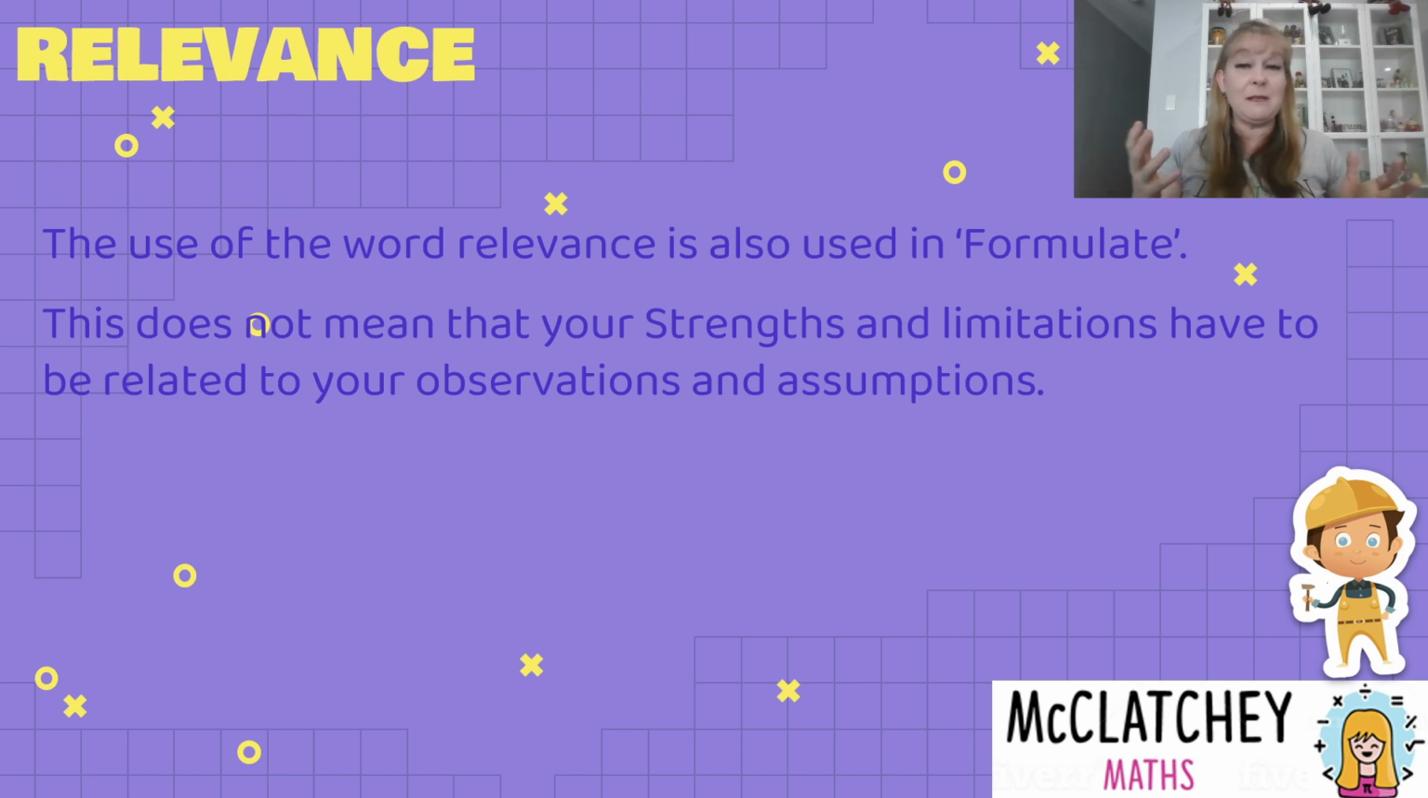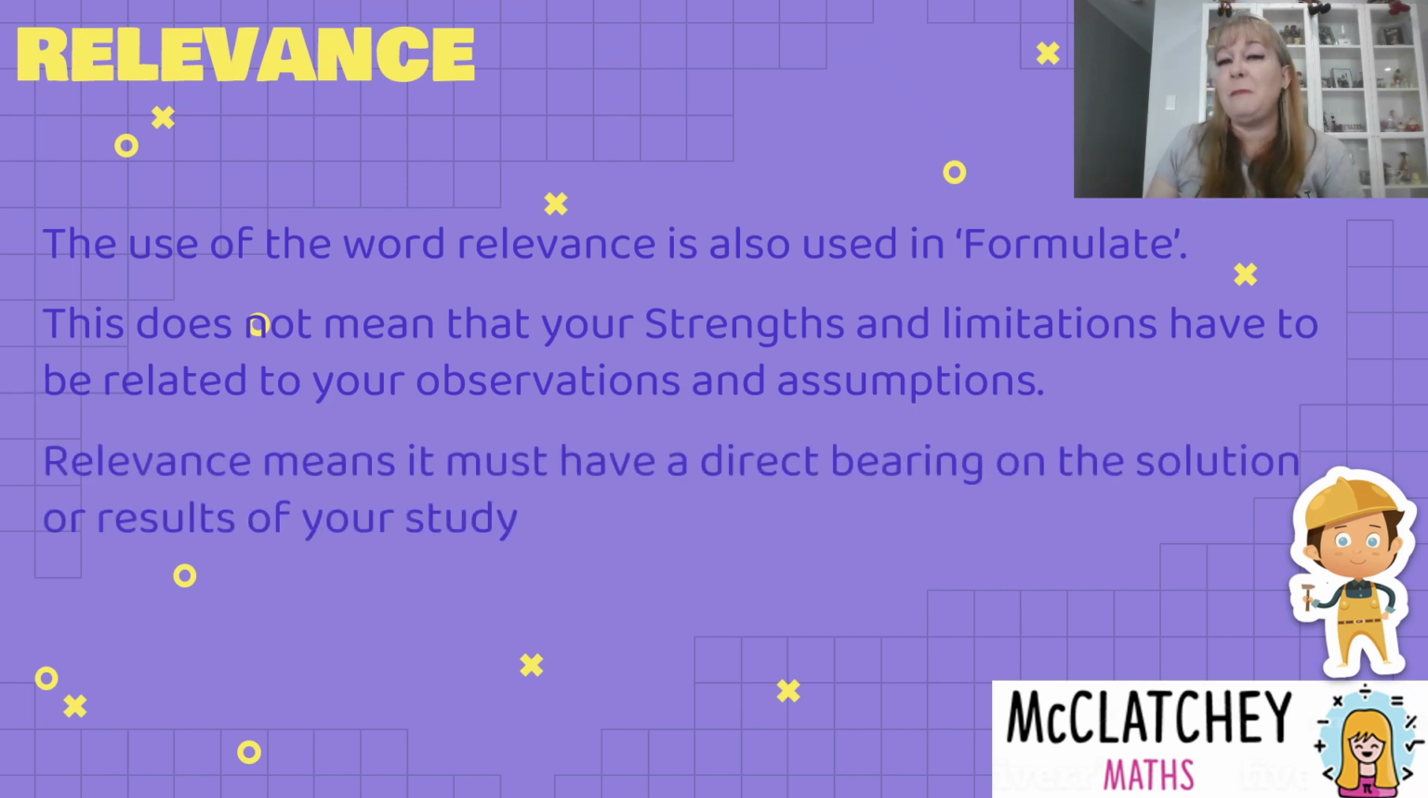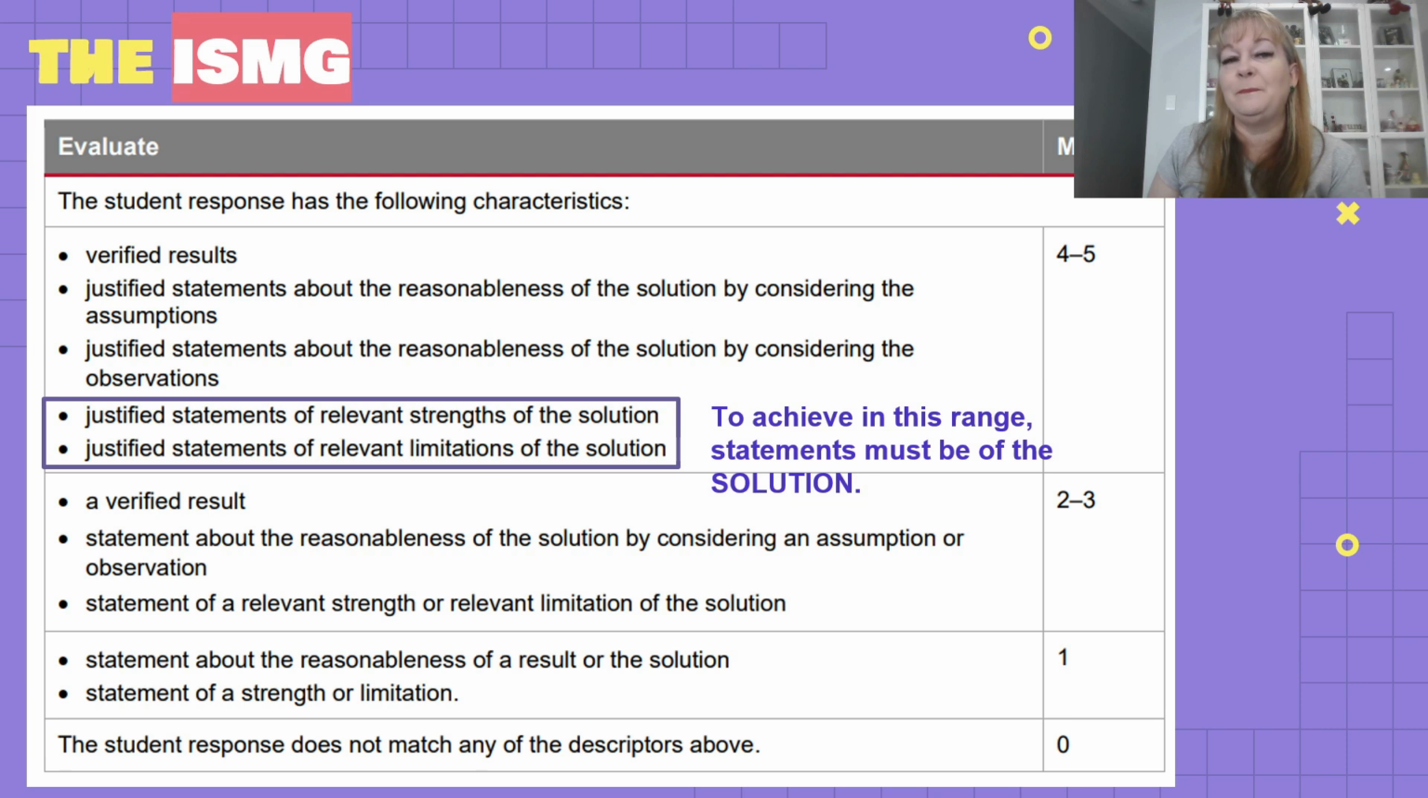So we've talked about some different things, for example, interpolation and extrapolation predictions, correlation, linear models, that sort of thing. That actually isn't necessarily an observation and assumption that you've made at the beginning of your assignment. So you can talk about strengths and limitations that aren't part of those observations and assumptions. It just means it needs to have a direct bearing or impact or effect on the results of your study.